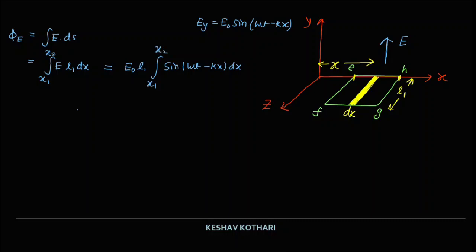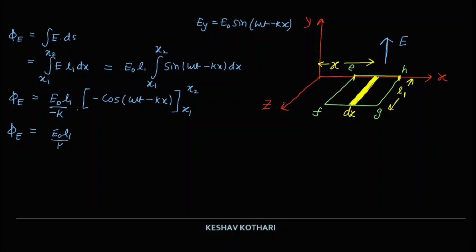So on integrating this particular expression, we obtain phi e as equal to E naught L1. Now integration of sine will turn out to be minus cos. So minus cos of omega t minus kx, and since it is with respect to x, we divide by minus k over here, and the range is from x1 to x2. If we substitute the values in the expression, the value of phi e will turn out to be E naught L1 by k with a negative sign, minus cos of omega t minus kx2 plus cos of omega t minus kx1. So this is the expression that we have over here.